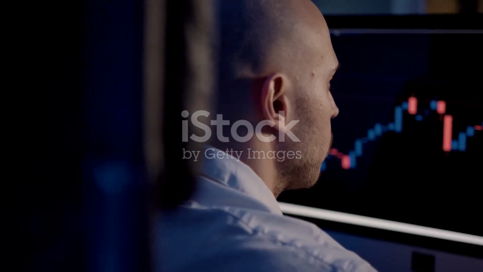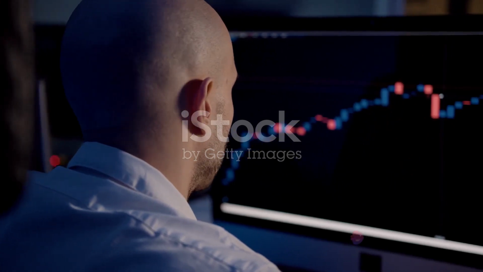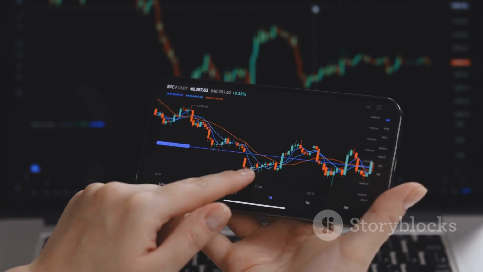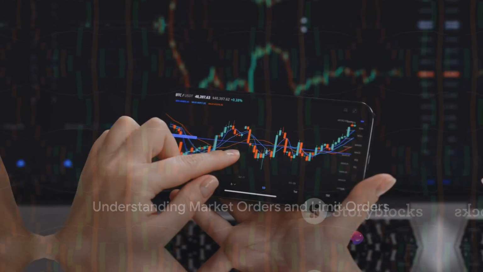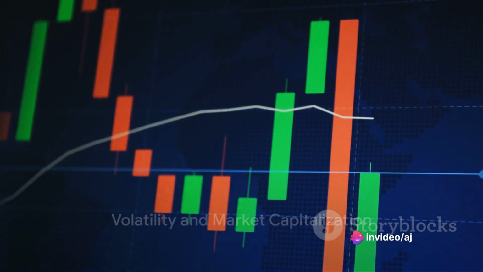On the other hand, a limit order is more like a patient owl, waiting for the right opportunity. It's an order to buy or sell a stock at a specific price or better. If the stock doesn't reach your specified price, your order won't be executed, so it's all about precision. So market orders are about speed, while limit orders are about price. Next up, we're going to explore volatility and market capitalization.